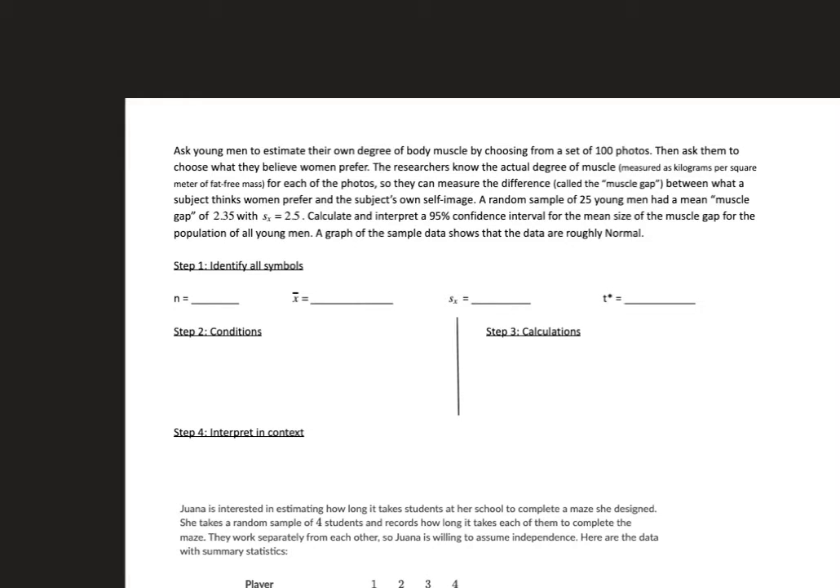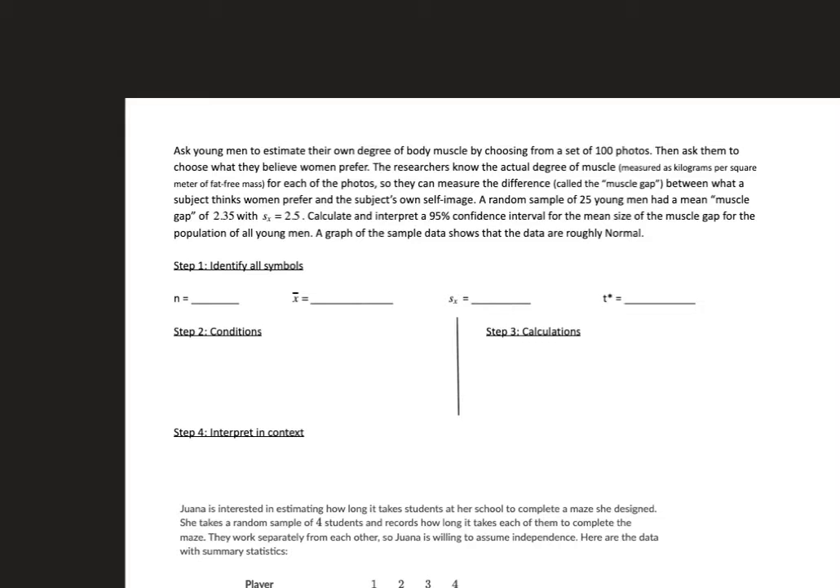All right, I'm going to go over a couple more examples of confidence intervals for a mean. So this says, ask young men to estimate their own degree of body muscle by choosing a set of 100 photos. Then ask them to choose what they believe women prefer. The researchers know the actual degree of muscle. For each of the photos, they can measure the difference between what a subject thinks and what women prefer.